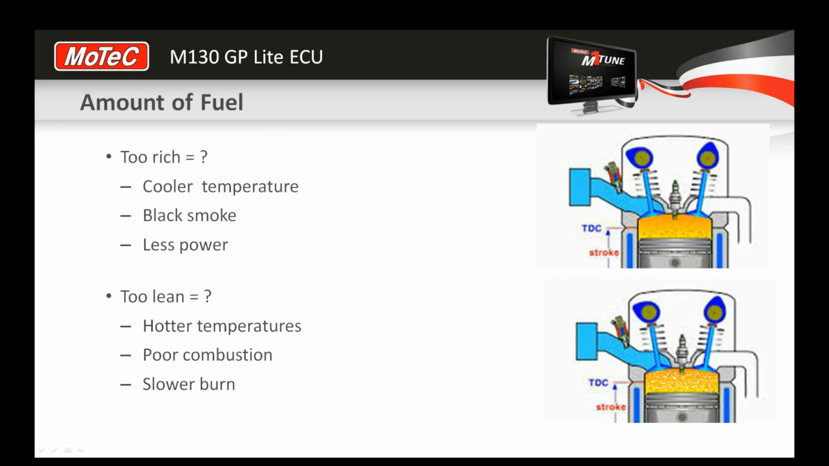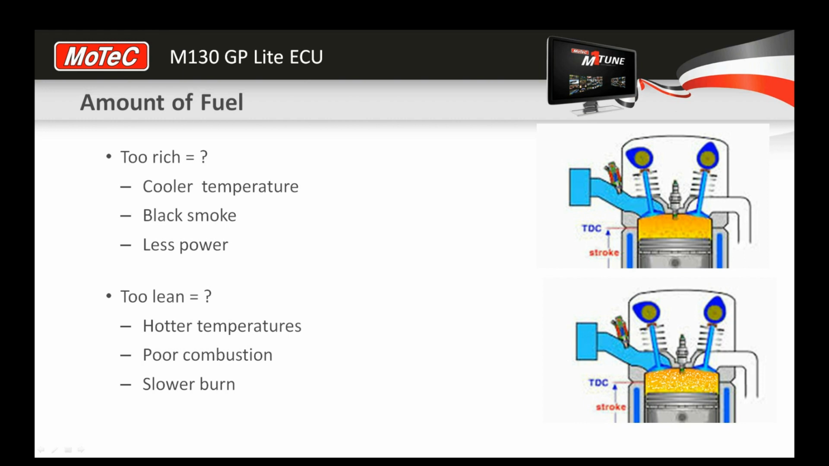A lot of people tune to a richer mixture to start with when they're starting to learn about tuning, because other than excessive black smoke or in extreme cases bore washing, you're unlikely to damage the engine. So tuning on the rich side is definitely a safer way of doing it, even though you end up with a little less power than what might be optimal.